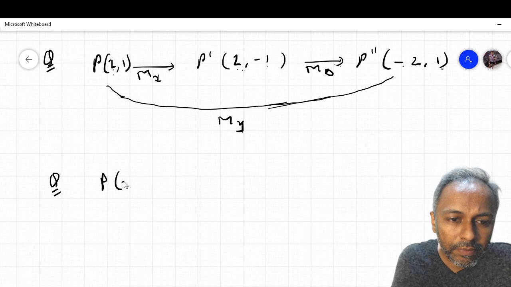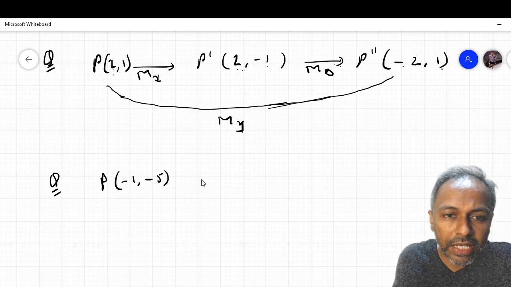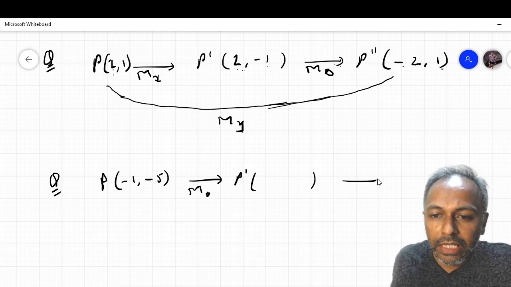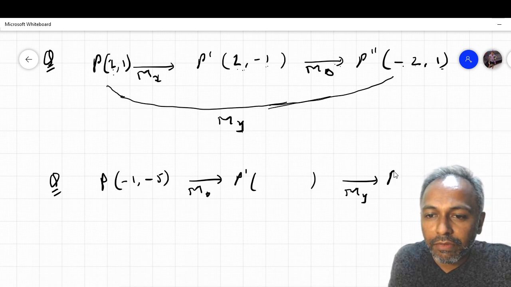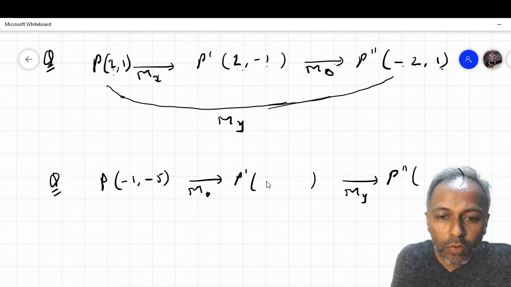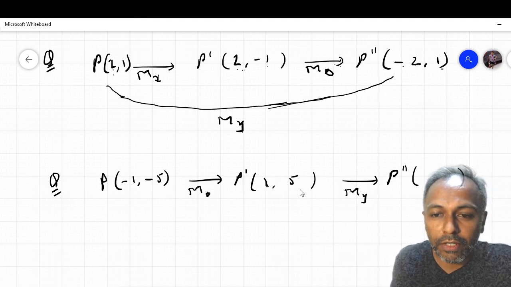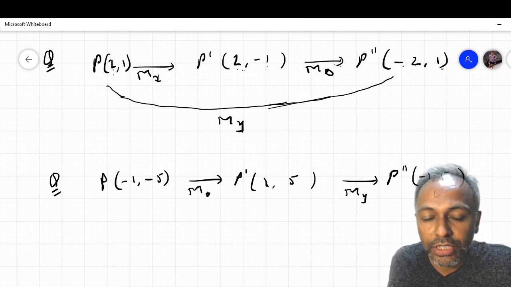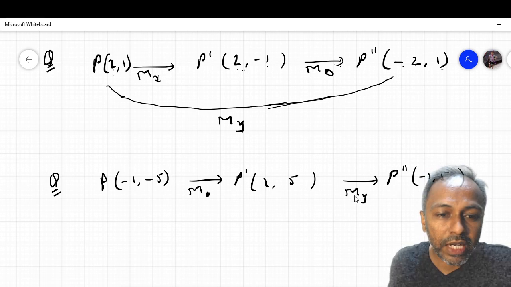Say we have P (-1, -5) getting reflected about the origin, becoming P dash, and then let us say we reflect it about the y-axis and we call it P double dash. When you reflect it about the origin, both coordinates having negative values will become positive, and when you reflect it about the y-axis, the sign of the x coordinate will change. It will become (-1, 5).